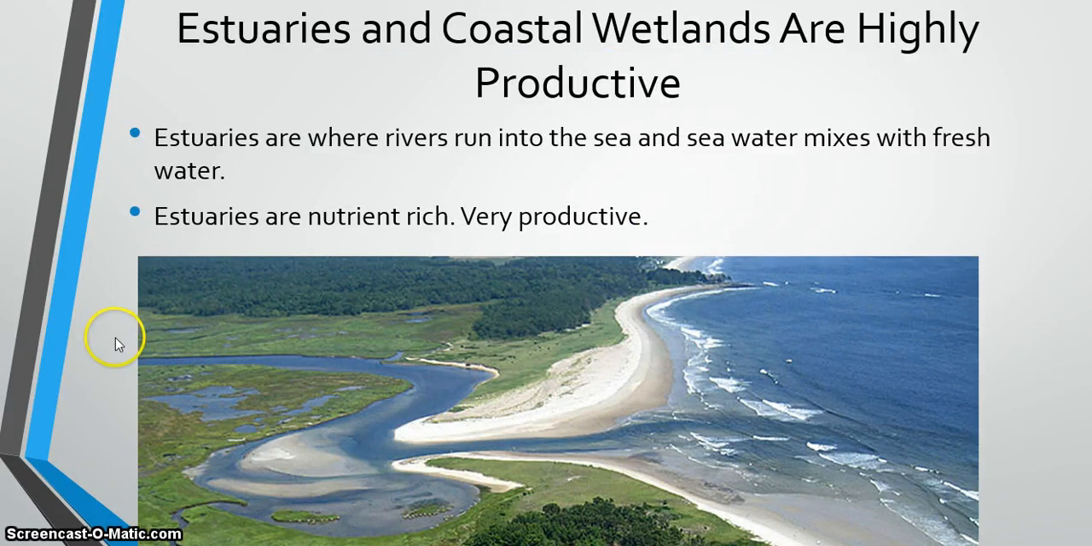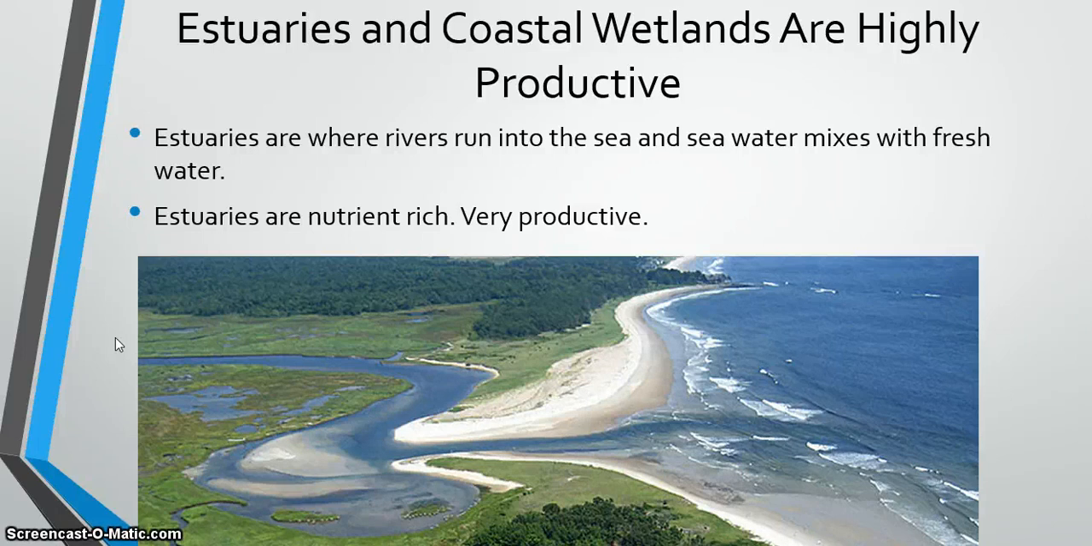All right, now types of marine ecosystems. The first one is an estuary. An estuary is where the river runs into the ocean. All rivers eventually dump into the ocean. It's a very productive ecosystem because there's the mixing of fresh and salt water, which results in what's called brackish water, not completely salt water, not completely fresh water.